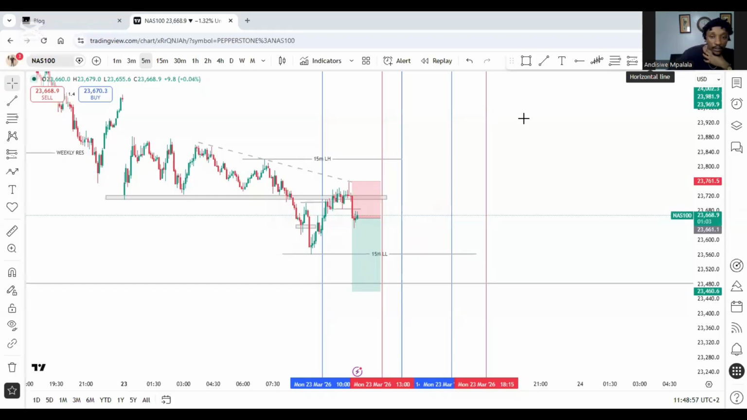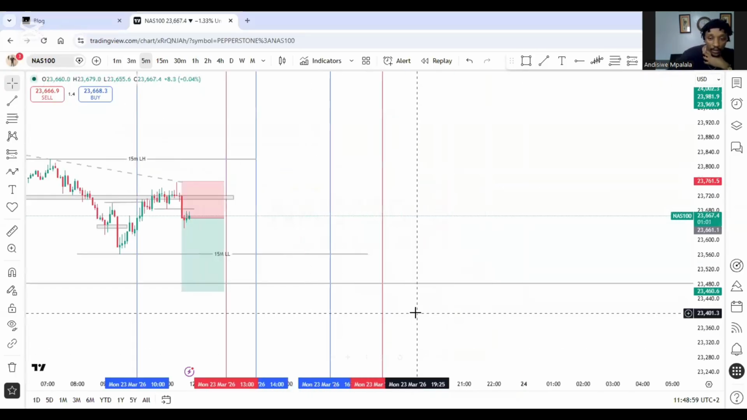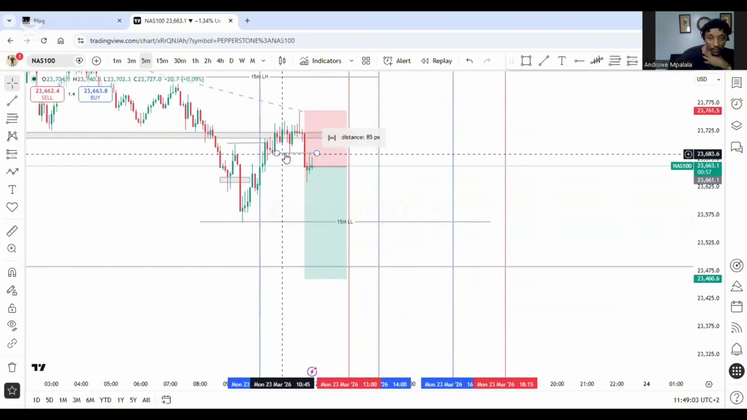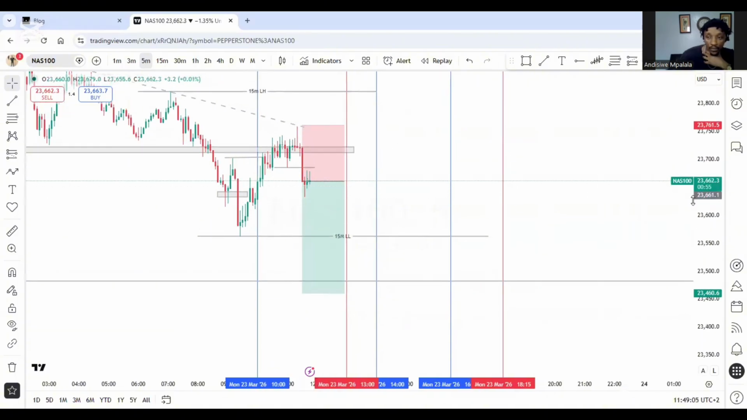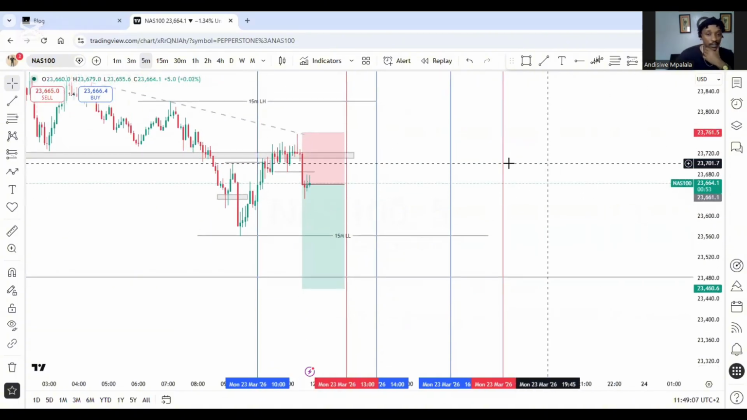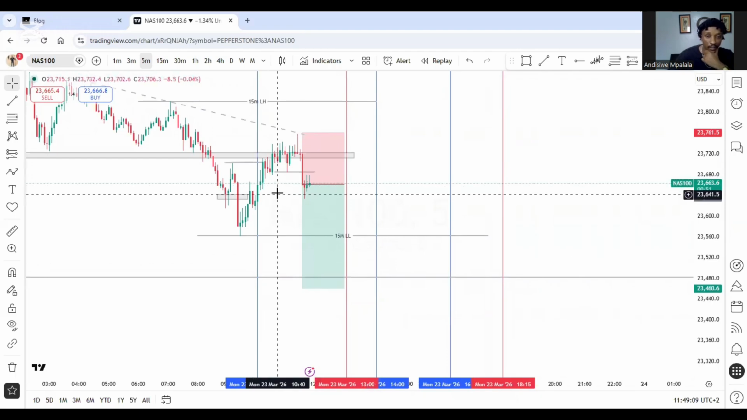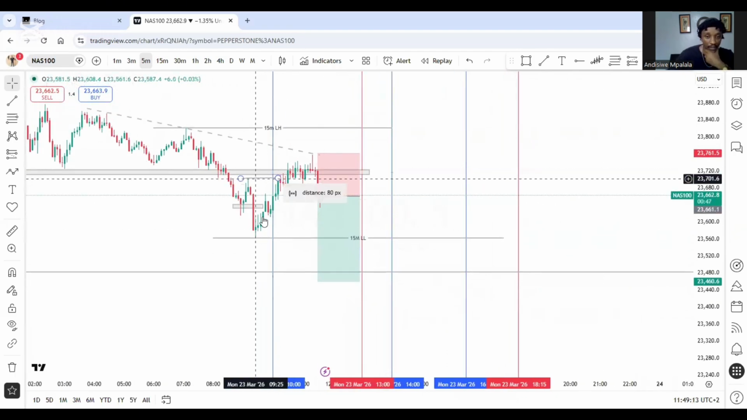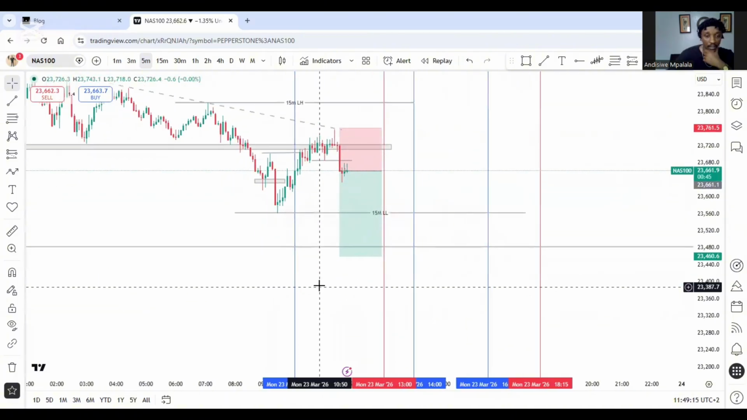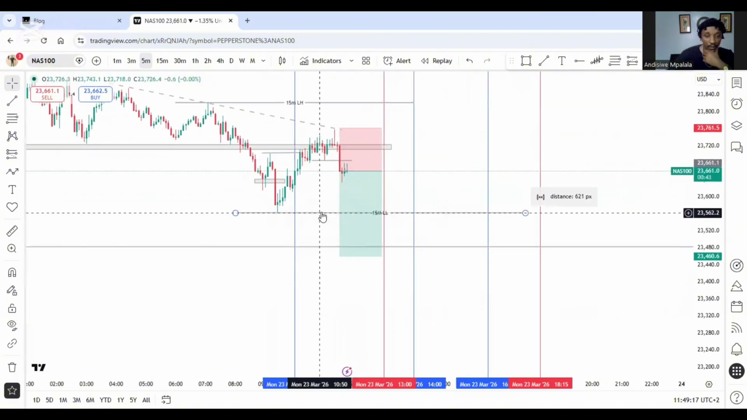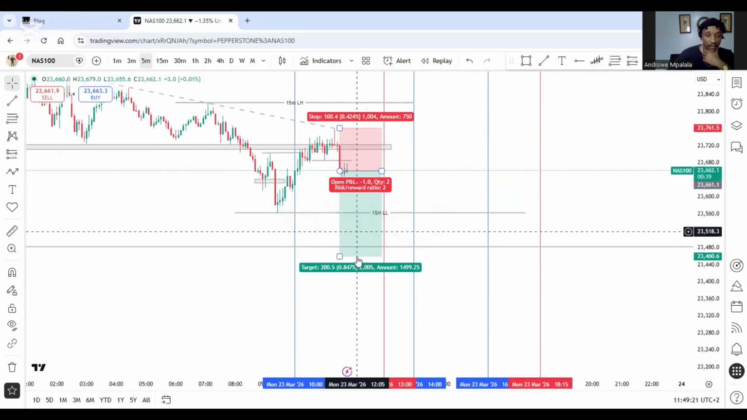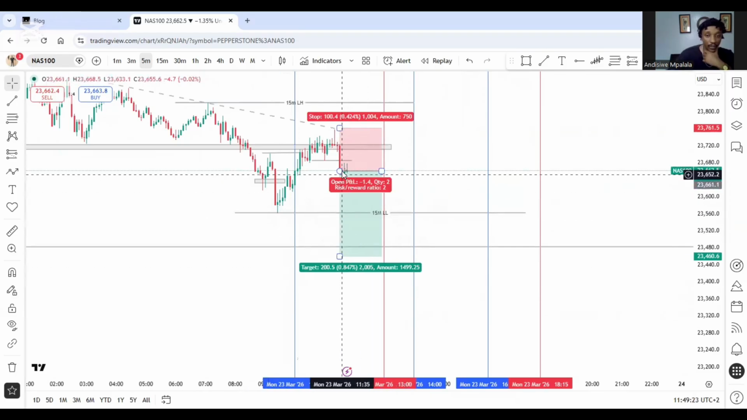Right. Quick update. We have broken these lows over here, which is a very good sign. That's indicating to us that we are potentially going to the downside, either to these lows here or to these lows here. Hopefully we'll break through these lows, creating a lower low.